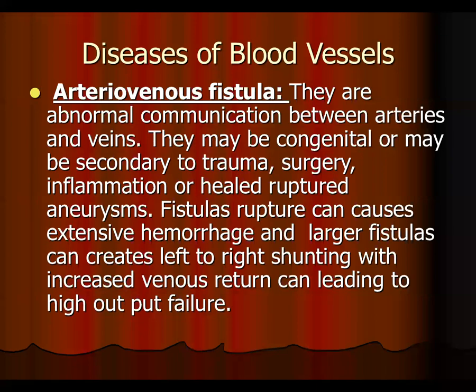Fistulas can become larger, giant fistulas, creating left to right shunting of the blood, and can lead to high output cardiac failure. So this is another kind of anomaly related to arteriovenous fistulas. There is abnormal communication between the arteries and the veins, and it can be congenital or caused by secondary causes such as surgery, inflammation, radiation, trauma, and ruptured aneurysm.